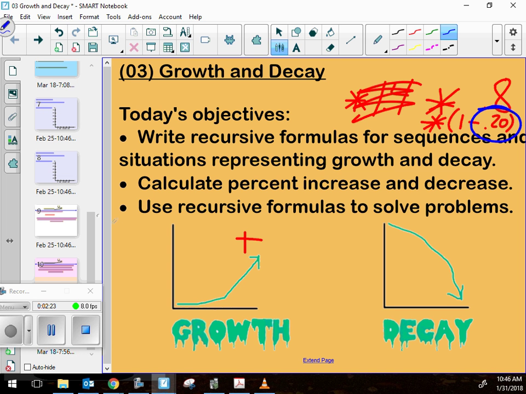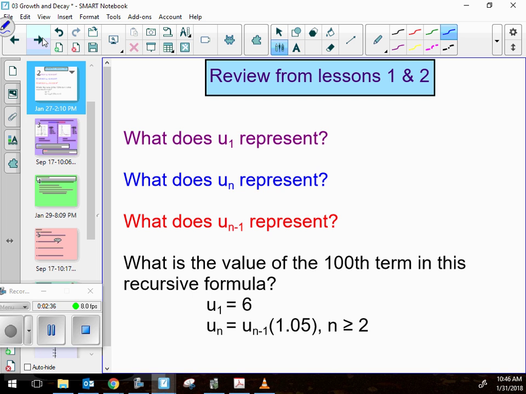So a lot of these slides are super simple. Like, what's this growth? This is decay. Decay generally is going down. Now, generally, I like to see decay looking more like that. But it's okay. They got these pictures off the internet somewhere probably. All right. What does U sub 1 represent?